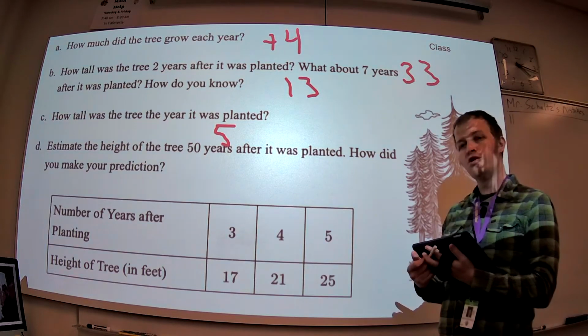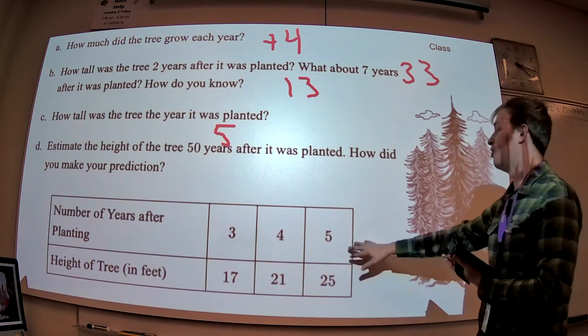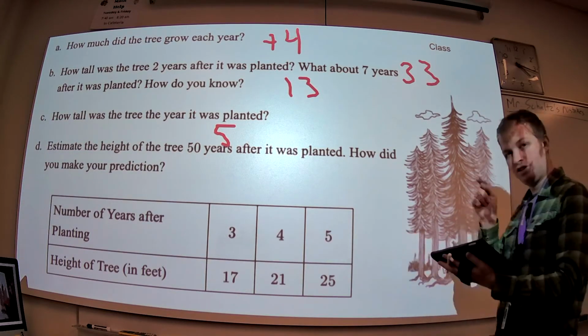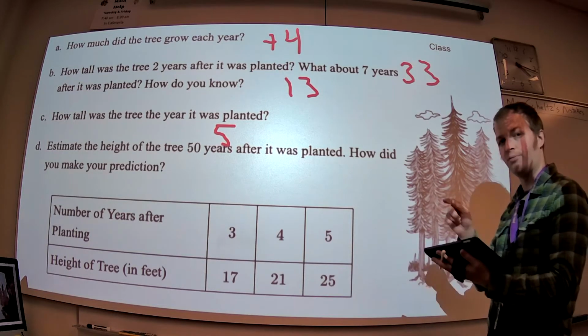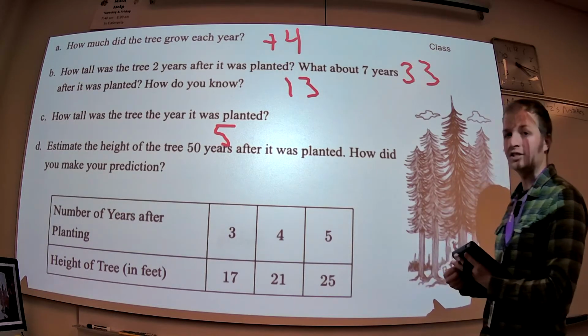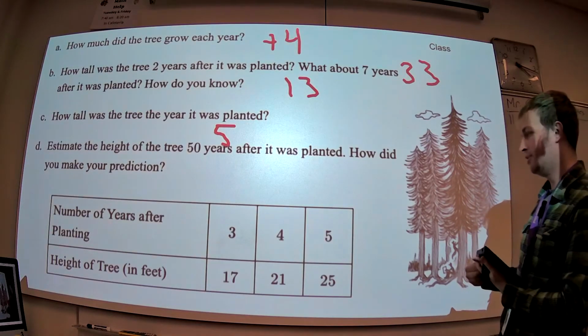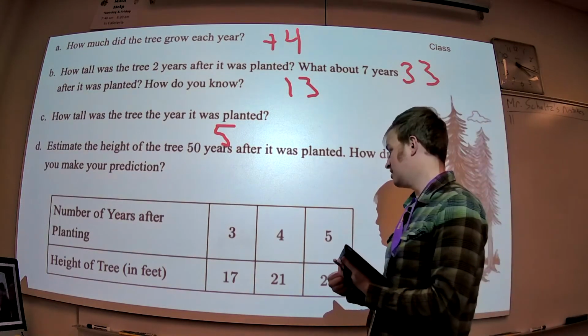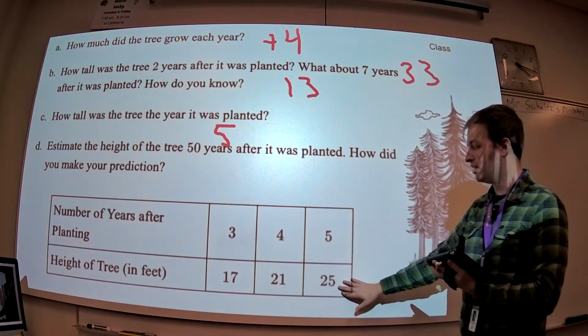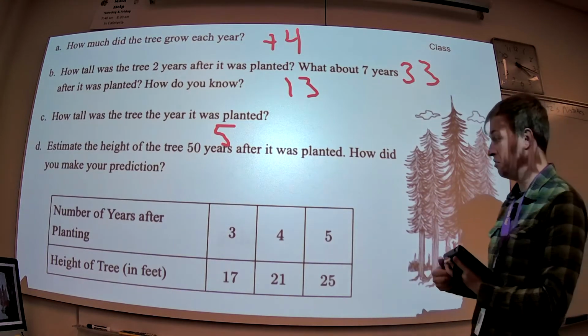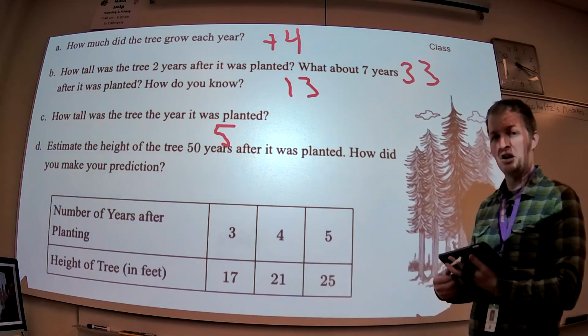Well, you could go and add this all up and say, plus 4, plus 4, plus 4. Just sit there on your calculator and press plus 4, plus 4, and count until you get to 50. Or we could make some sort of a prediction here. So if at 5 years it is 25 feet, maybe we could just say, well, multiply that by 10 and call that good.